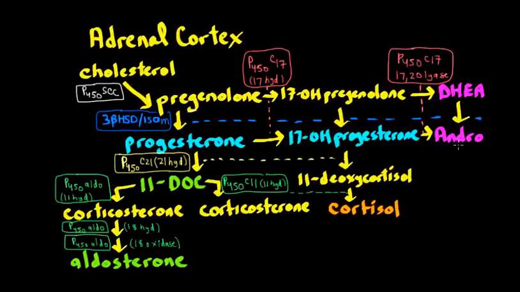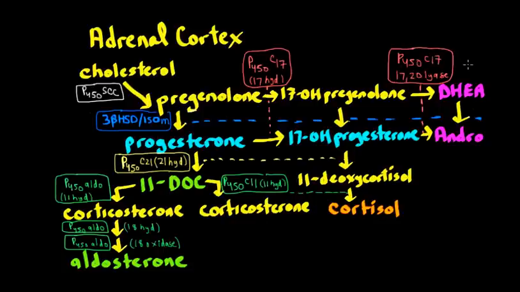If I want to make andro, androstenedione, I could take DHEA and have it undergo the 3-beta HSD isomerase reaction and make andro that way, or I can take 17-hydroxyprogesterone and make androstenedione from there and have the 17,20 lyase function.